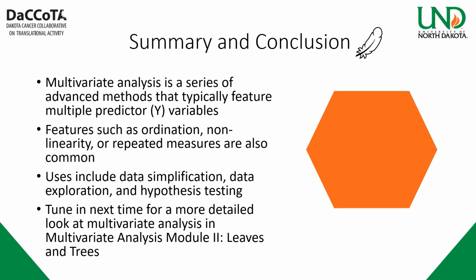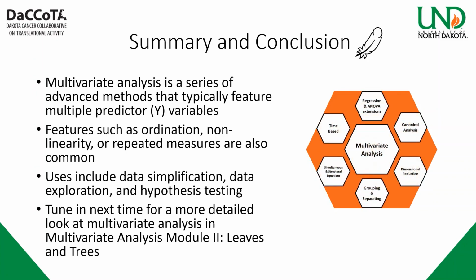Okay, so let's conclude here. We found that multivariate analysis is a series of advanced methods that typically feature multiple predictor and y variables. And then ordination, nonlinearity, and repeated measures are also pretty common structures. A lot of the uses for these: you can simplify your data, you can explore your data, you can of course do hypothesis testing. And I group them into 6 broad categories to conceptualize them.